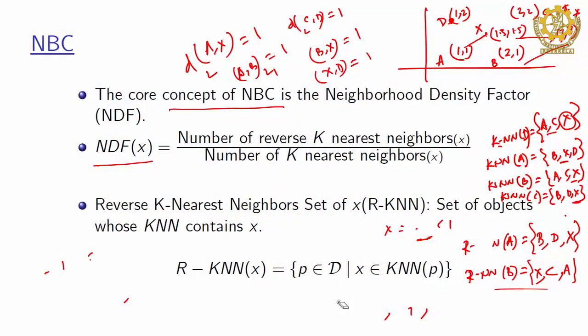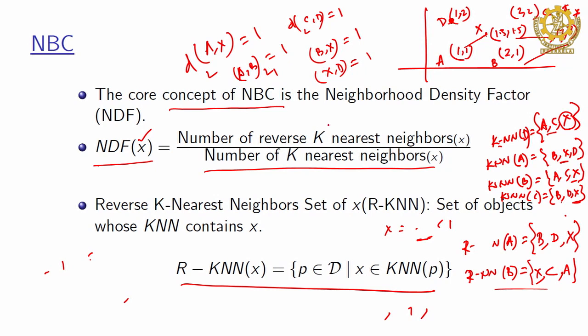So, now we understood the NDF. What is NDF? For the point x, you have to compute the k reverse KNN, and then take the number and divide it by the number of k nearest neighbors. Most of the cases, the minimum value of the number of k nearest neighbors will be k. It can be more than k, but the minimum value will be k. So, this denominator will never be 0.